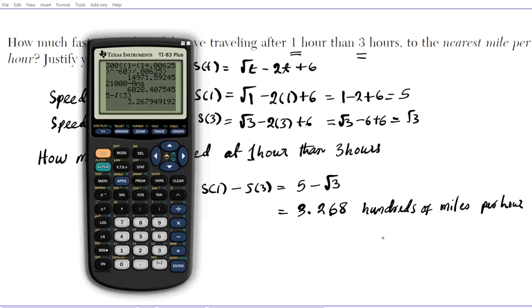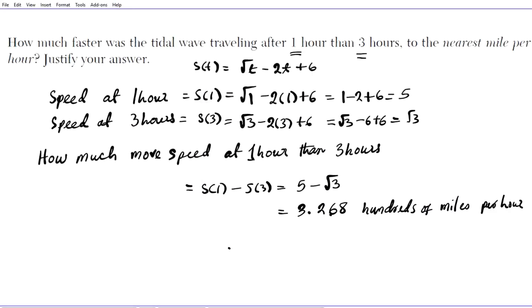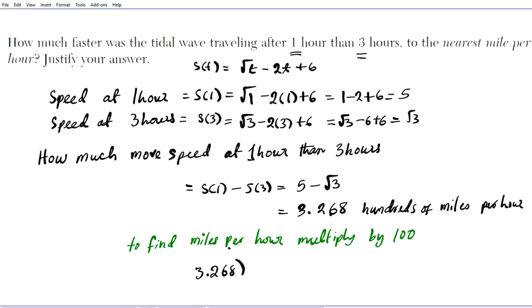So how about in miles per hour? Okay, so to find miles per hour, we multiply by 100. Okay, so when we do that, we have 3.268 times 100. That just moves the decimal point 2 places to the right. So we have 326.8 miles per hour.